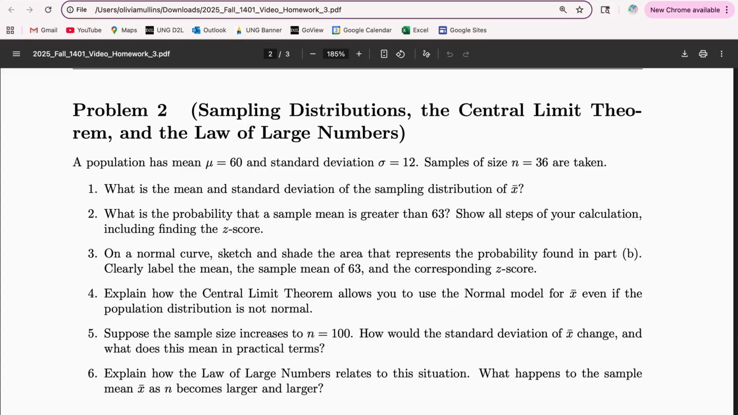Now that we have gone through all of problem 1, let's move on to problem 2. It says a population has a mean of 60 and a standard deviation of 12. Samples of size n equals 36 are taken. The first question asks, what is the mean and standard deviation of the sampling distribution of the sample mean? The mean of the sampling distribution is always equal to the population mean, so the mean would be 60.